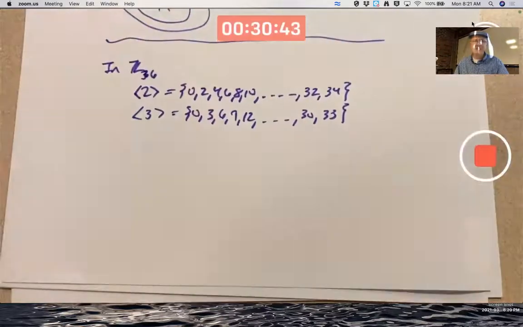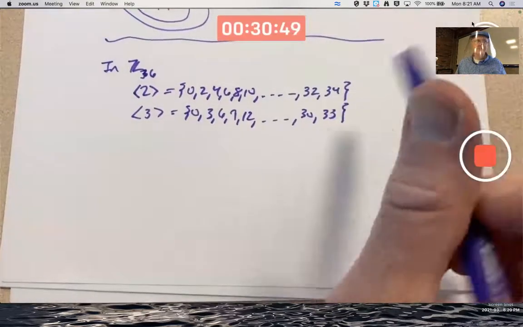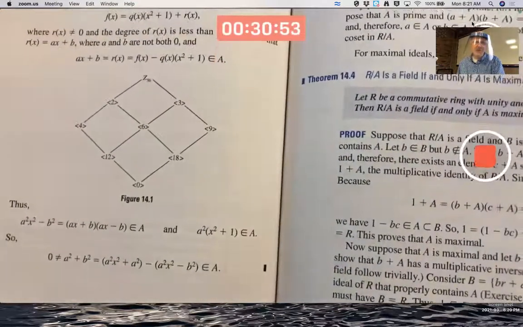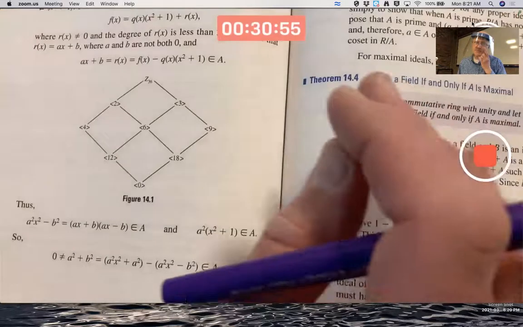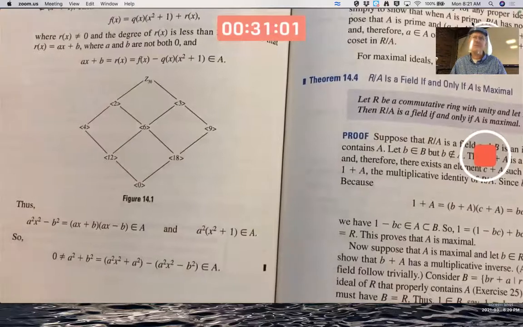These are maximal ideals. There's no proper ideal in Z36 that properly contains either of these. All the ideals in Z36 are principal ideals. They can all be generated by a single element, which makes intuitive sense because Z36 as a group is cyclic, and the subgroups of cyclic groups are themselves cyclic.